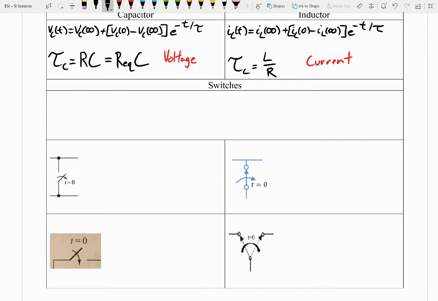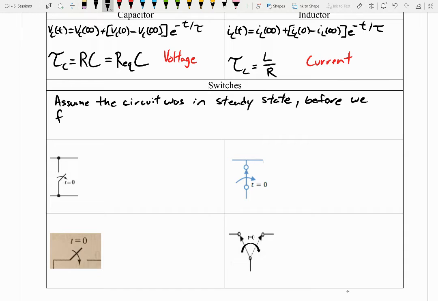Let's look at these switches. Switches are common in exam 2. For switches, we're going to assume the circuit was in steady state before we flipped the switch, unless otherwise stated.